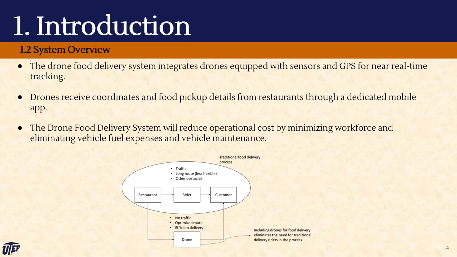The drone food delivery system, as the name suggests, is a food delivery system performed by drones. It integrates drones equipped with sensors and GPS for near real-time tracking. These drones will receive coordinates and food pickup details from restaurants through a dedicated mobile application, which will have algorithms to optimize the drone paths. So, the drone food delivery system will reduce operational costs by minimizing workforce, eliminating vehicle fuel expenses and vehicle maintenance, and also it will reduce road traffic.